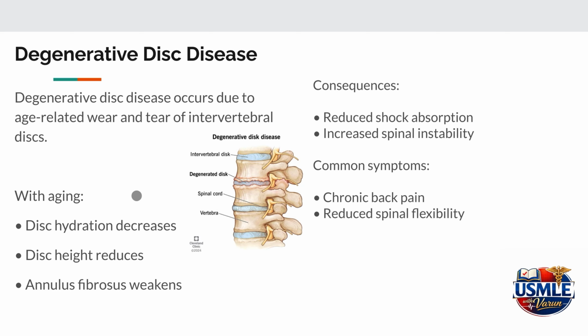Degenerative disease occurs due to a gradual wear and tear of the intervertebral discs. As people age, these intervertebral discs lose water content and elasticity. This loss of water content and elasticity would eventually lead to reduced disc height and a weakening of the annulus fibrosus. All these changes, at the end of the day, decrease the ability of the discs to absorb shock and can contribute to chronic back pain.